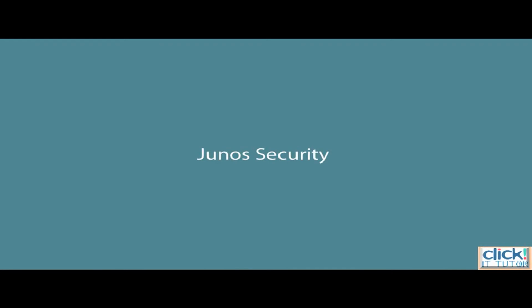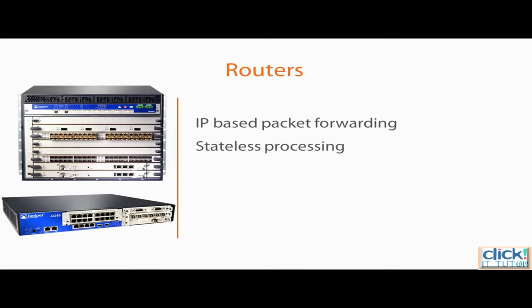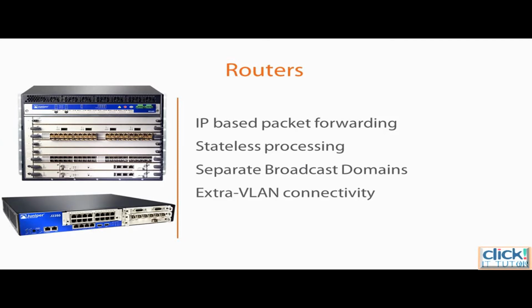In this chapter, we will cover an intro into Junos security. So let's begin at Layer 3. Routers are Layer 3 or IP address-based systems that forward packets. They are stateless, which means they do not keep track of the state of a session. And routers separate broadcast domains. They provide routing, which is needed for connectivity outside of a VLAN, and Layer 2 switches do not.